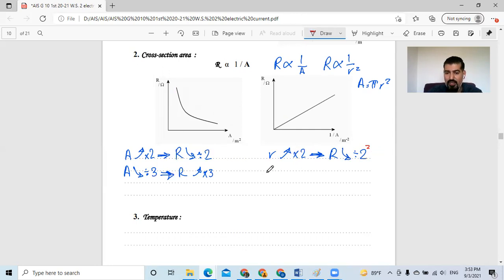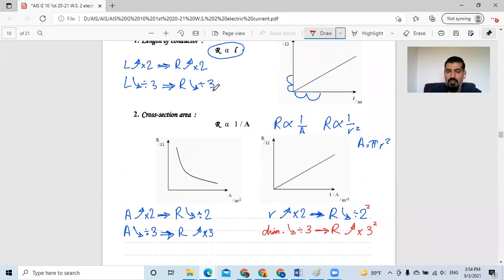And on the other hand, if the diameter is reduced, divided by, for example, 3, the resistance of this wire will increase, multiplied by what? By 3 squared, which is how much? Which is 9. Okay, so the first factor is the length. The second factor is the cross-section area.